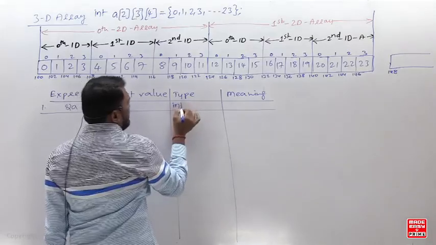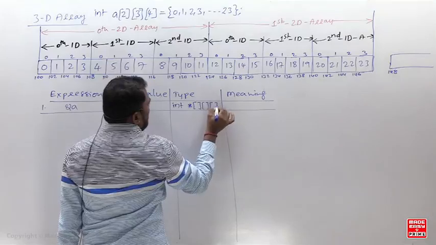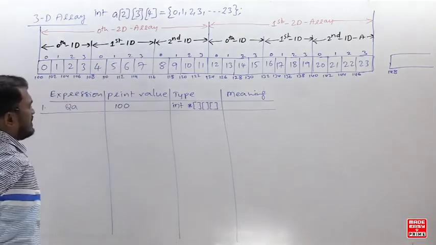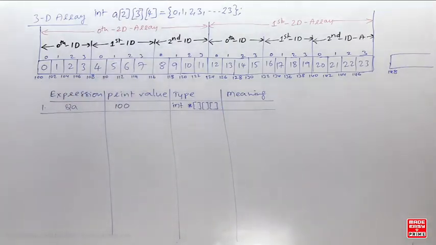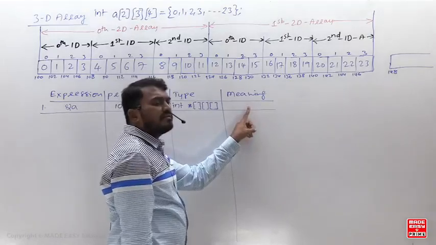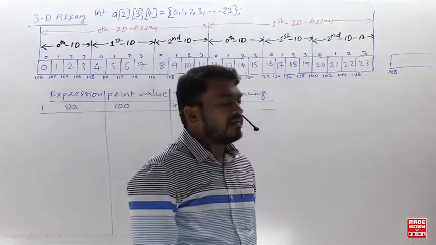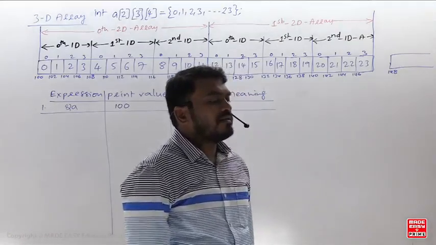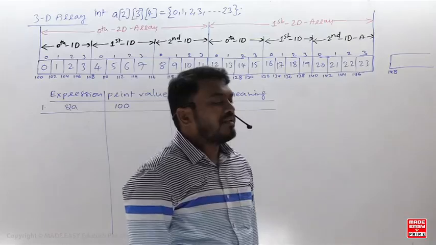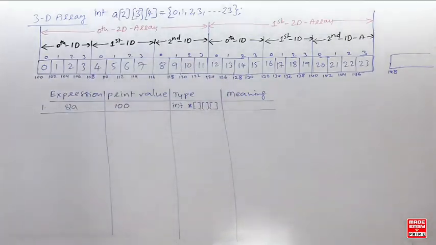So what is the type here? Type is int star triple brackets, pointing to the entire 3D array. So the meaning is what? Base address of the entire 3D array. Varun Gupta, where is that next continuous 3D array you are getting? Base address of the entire 3D array. Munibali, very good.